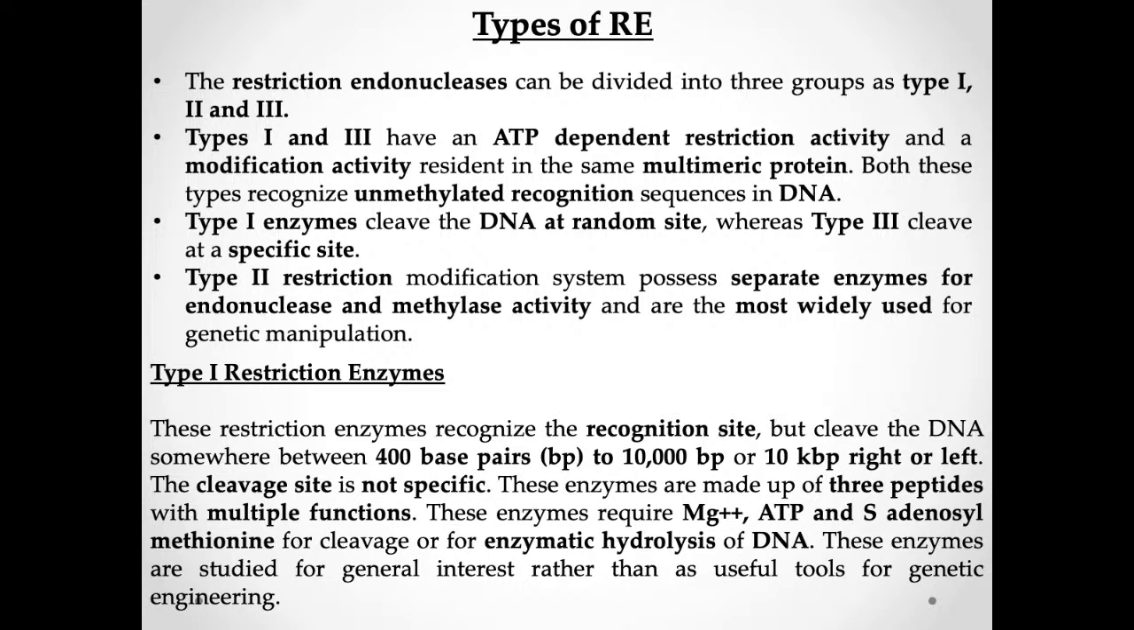Type 1 restriction enzymes recognize the recognition site but cleave the DNA somewhere between 400 base pairs to 10,000 base pairs, or 10 kilobase pairs, to the right or left. The cleavage site is not specific, and these enzymes are made up of 3 peptides with multiple functions. These enzymes require magnesium, ATP and S-adenosylmethionine for enzymatic hydrolysis of DNA. These enzymes are studied for general interest rather than as useful tools for genetic engineering.